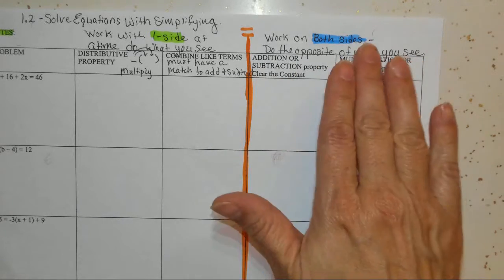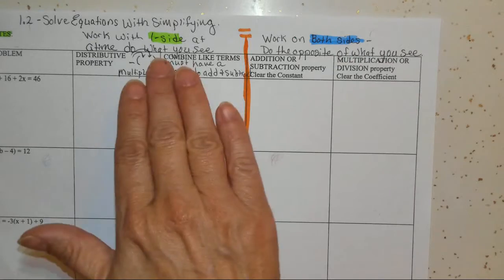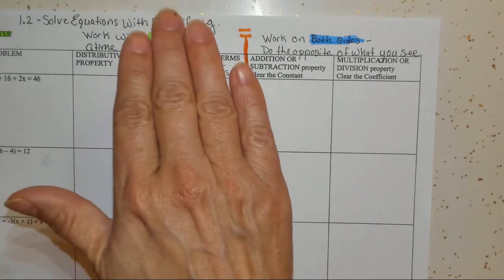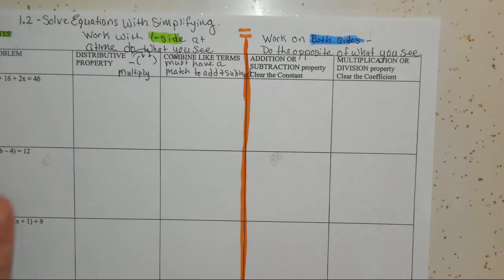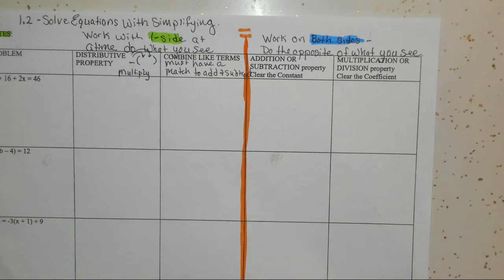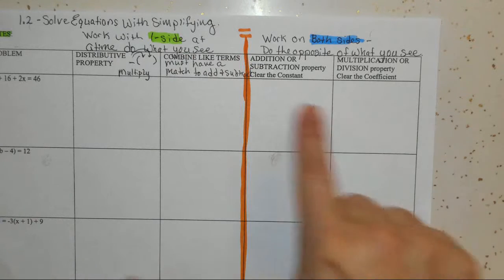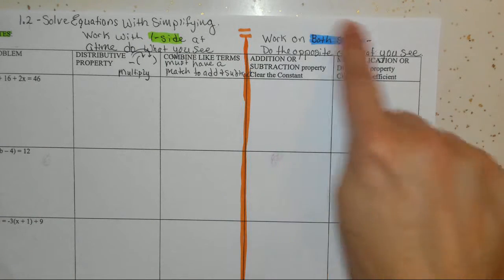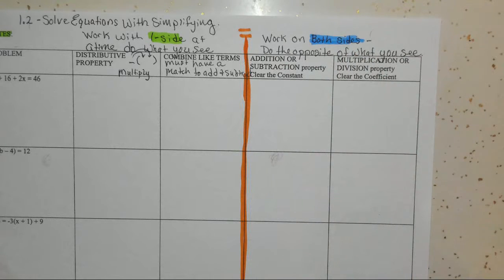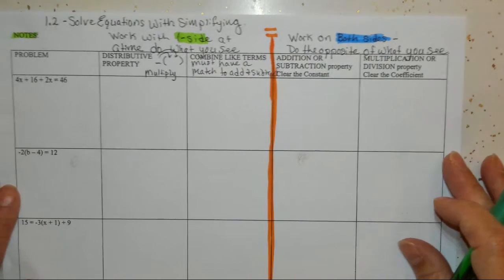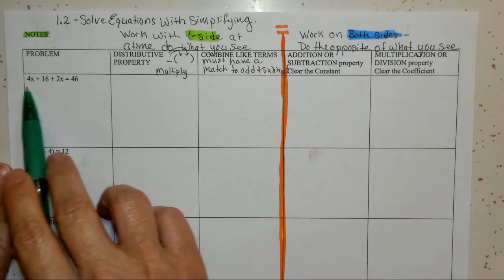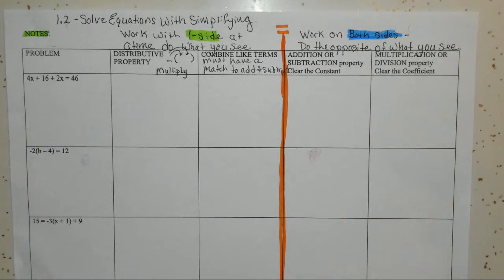Okay? So that's an important point here, that on these two steps we're going to do what we see. If it's add, we're going to add. If it's distribute, we're going to multiply. If it's subtract, we're going to subtract. And then here, when we're clearing constants and coefficients, we're going to do the opposite. So let's look at the first problem here, and notice it has more stuff in it than what we've seen before.